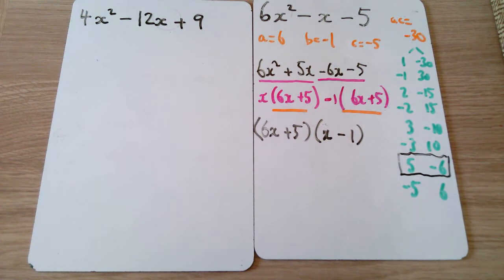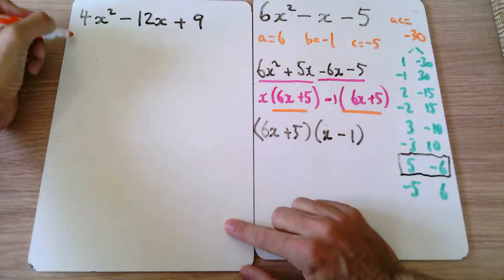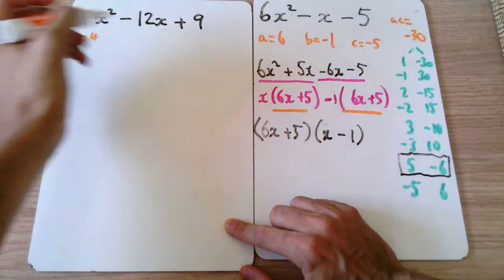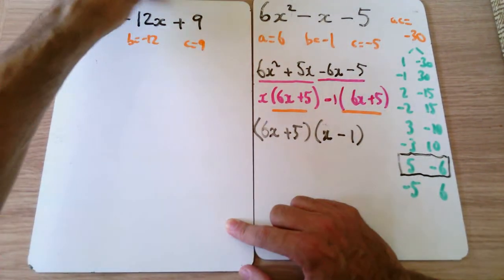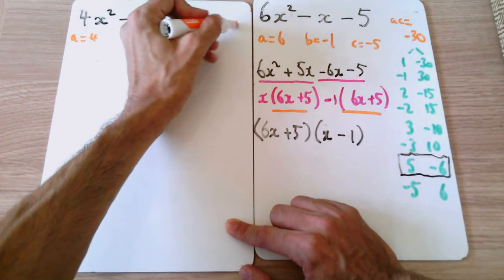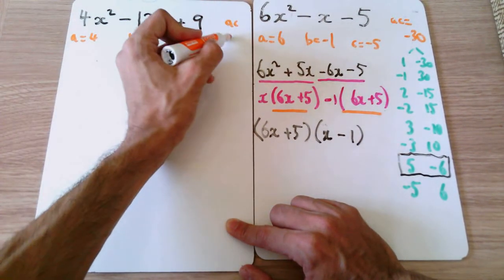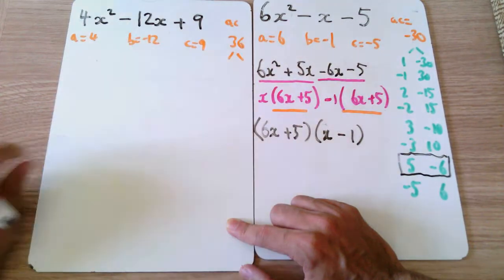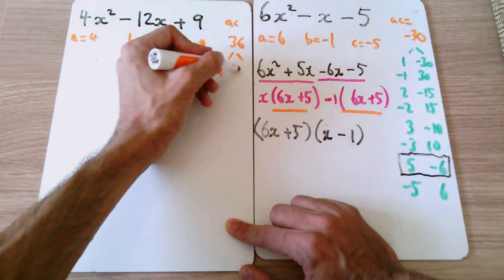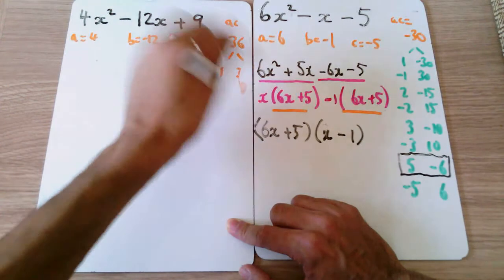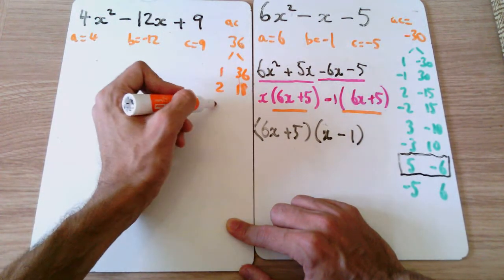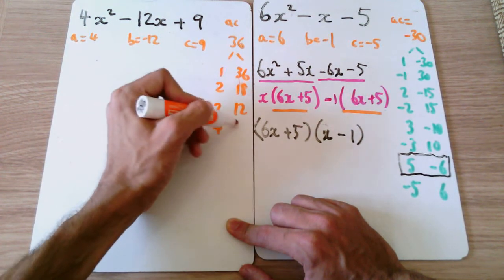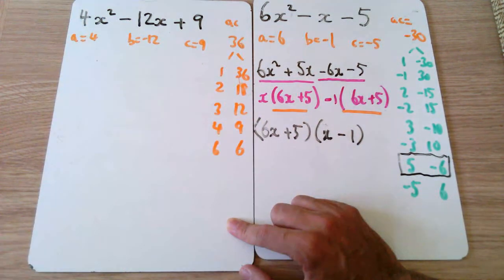Once again, we find the values of a and c. So a in this case is equal to 4, b in this case is equal to negative 12, c is equal to 9. So a times c is equal to 4 times 9, which is 36. Combinations that multiply to make plus 36 are 1 and 36, 2 and 18, 3 and 12, 4 and 9, 6 and 6.